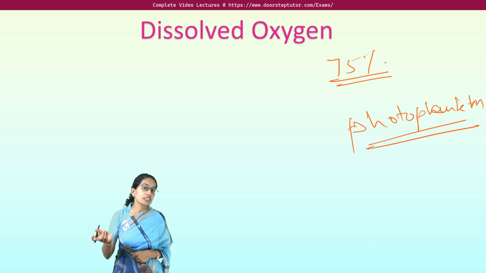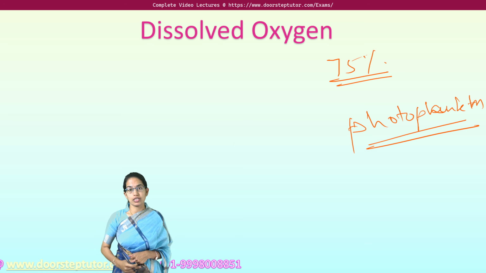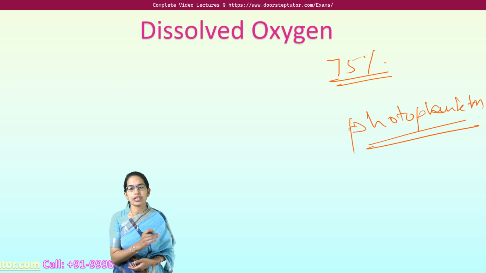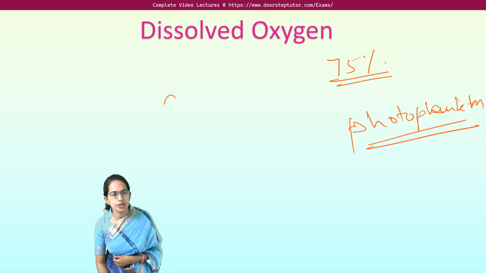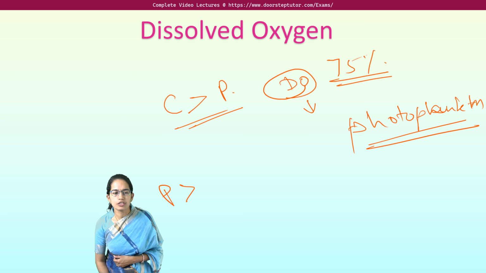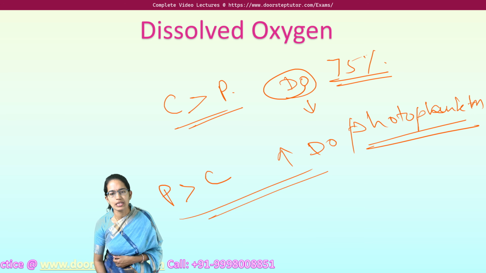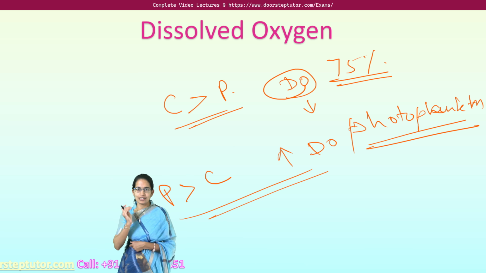What if the oxygen is depleted within the ocean layers as well, or within the water layers as well? So if oxygen consumption, I can simply put it as, if consumption is more than production, what would happen? The dissolved oxygen would reduce. If the production is more than consumption, then the amount of dissolved oxygen would increase. That's very simple statistics that we can understand.